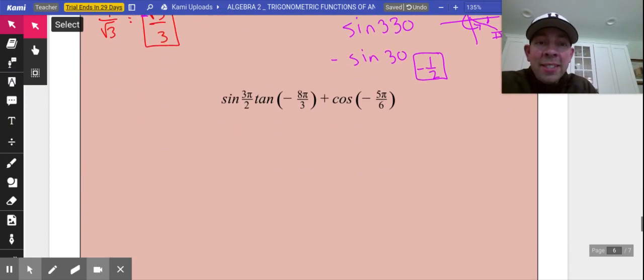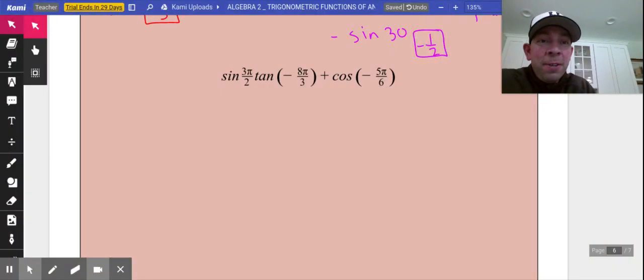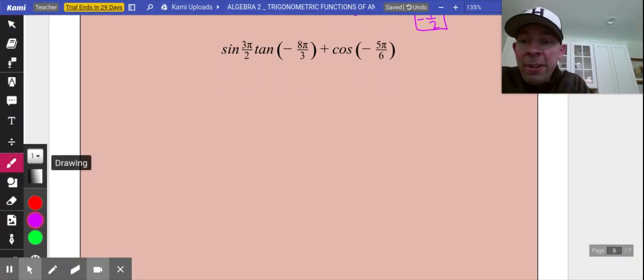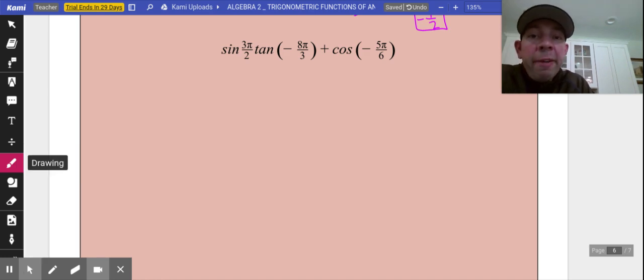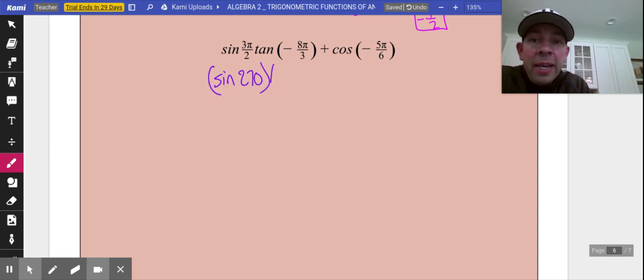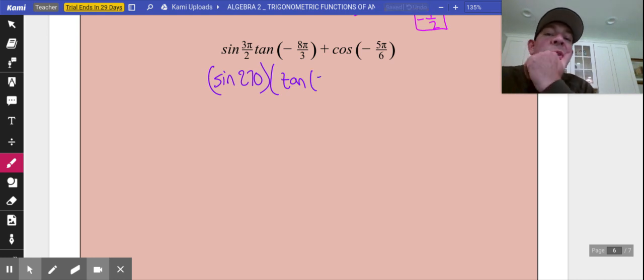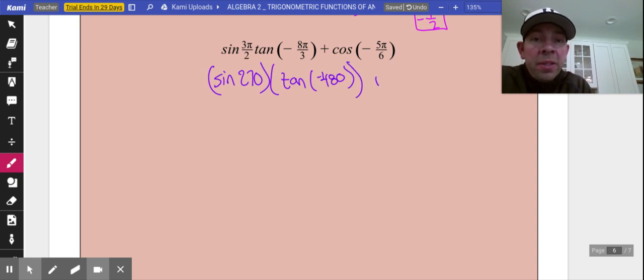Okay. Last, let's finish with a bang, huh? Let's rewrite everything in degrees. So that 3 pi over 2 is going to be 270. That's a quadrantal angle. And then we'll do the tangent of negative, let's see, negative 480, plus the cosine of negative 150.